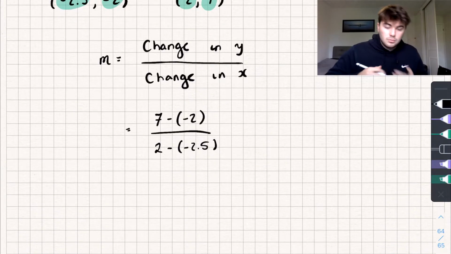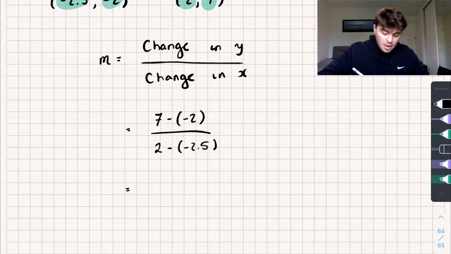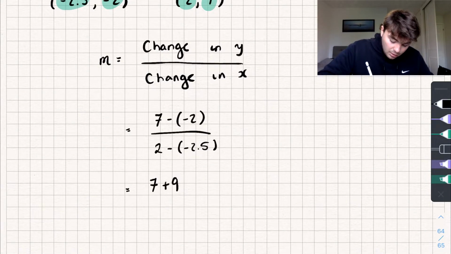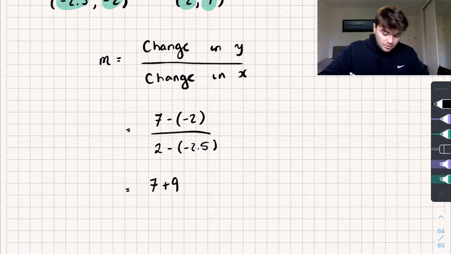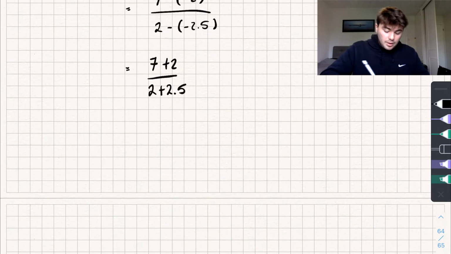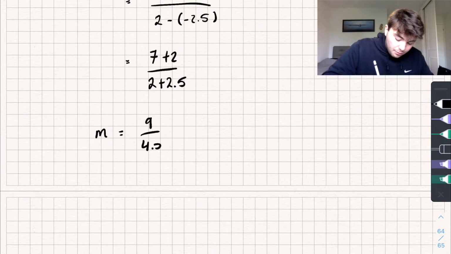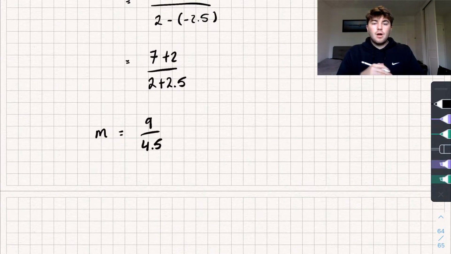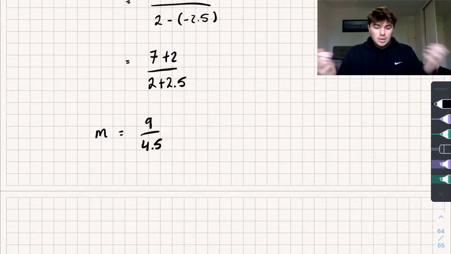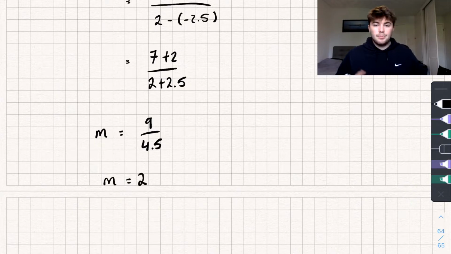And we can simplify this a little bit because we've got 2 negatives, they become a positive, so we get 7 plus 2 divided by 2 plus 2.5. And if we work this out, we get that the gradient m is going to equal 9 over 4.5, or 9 divided by 4.5, and how many 4.5s go into 9? Well, it's 2. So the gradient of this straight line is going to be 2. So that's the first bit done, and probably the hardest part.